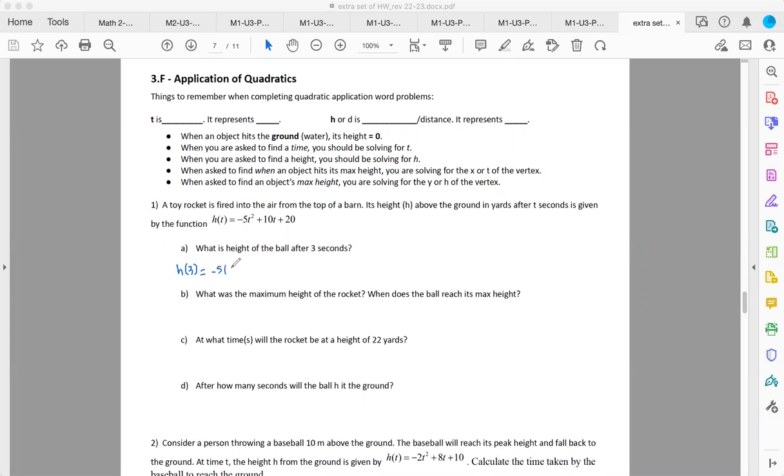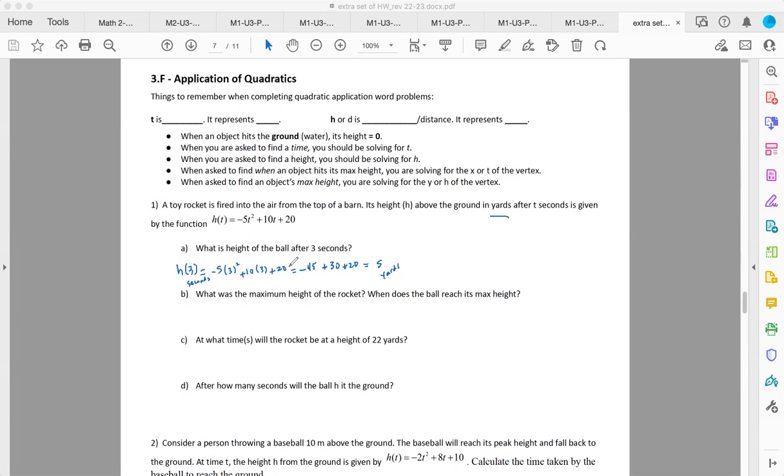So this becomes negative 5 multiplied by 3 squared plus 10 multiplied by 3 plus 20. And 3 squared is 9. Negative 5 times 9 is negative 45, plus 30 plus 20. 20 plus 30 is 50, minus 45 is 5. So the height, h of 3, is 5. The height at 3 seconds, that's what you're saying, right? The height at 3 seconds is what? 5, whatever the units are, yards. 5 yards.